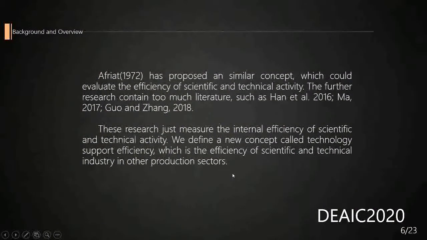Ifrit has proposed a similar concept, which could evaluate the efficiency of scientific and technical activity. Further research contained much literature, such as Han in 2016, Ma in 2017, Guo and Zhang in 2018. This research just measured the internal efficiency of scientific and technical activity. We define a new concept called technology support efficiency, which is the efficiency of the scientific and technical industry in other production sectors, not in the scientific and technical industry itself.